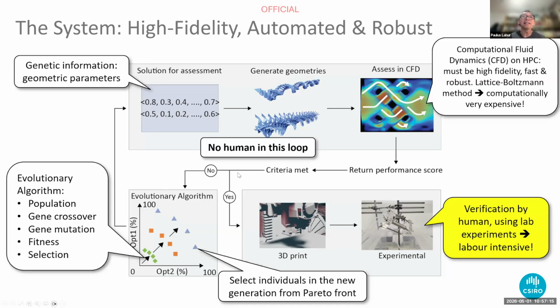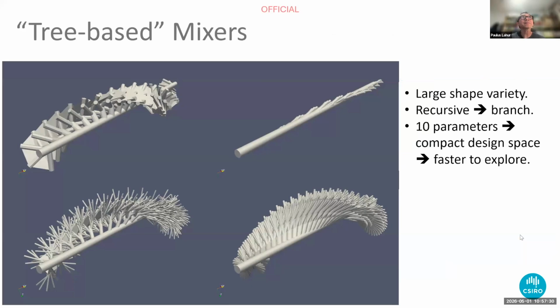And then finally, when we find a candidate of champions, we verify. This is where the human comes in. It has to be done using lab experiments, so it's labor intensive.